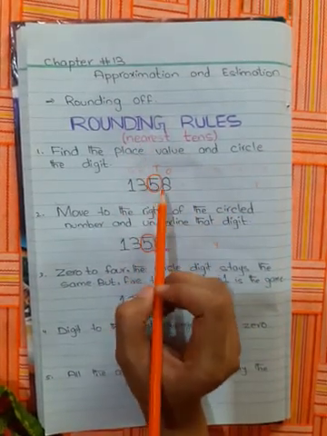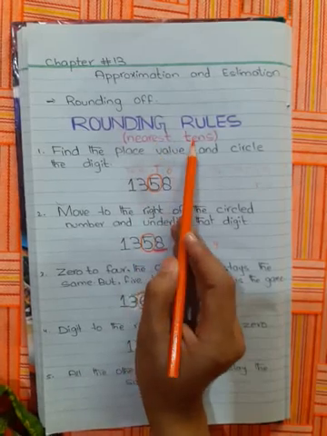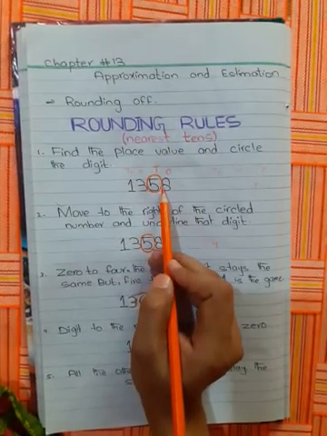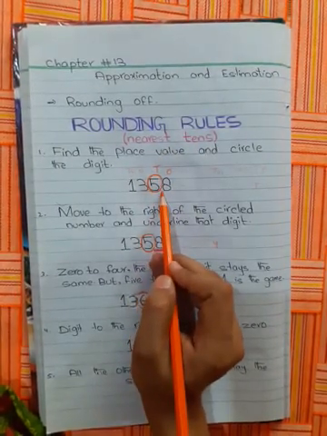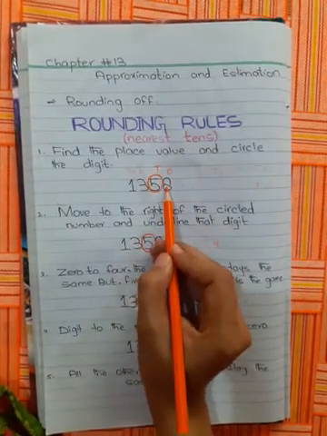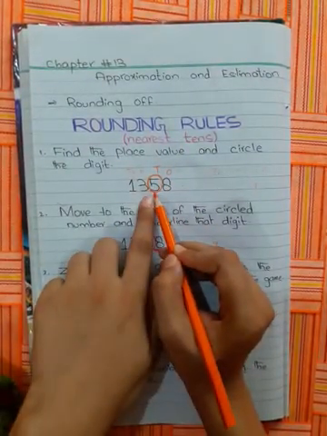Right now we have to round off this number to the nearest tens. That means to what place value do we have to round off this number? Nearest tens. So ones, tens. This is clear, right?